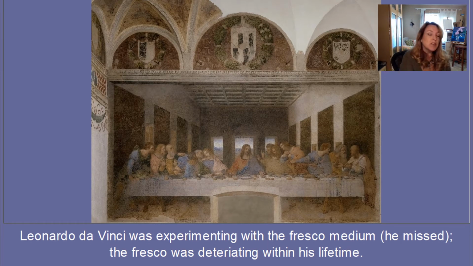Now, Leonardo was not always successful with the fresco method. Leonardo was regularly experimenting in art history. So Leonardo was experimenting with the medium of fresco, and he was learning it, and he was trying out new things. Sometimes that's not always successful. And indeed, in his own lifetime, it was deteriorating.